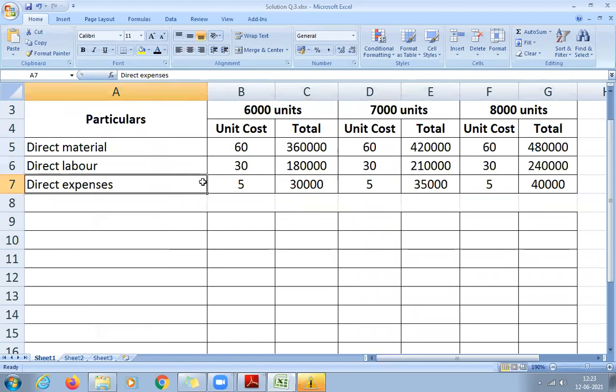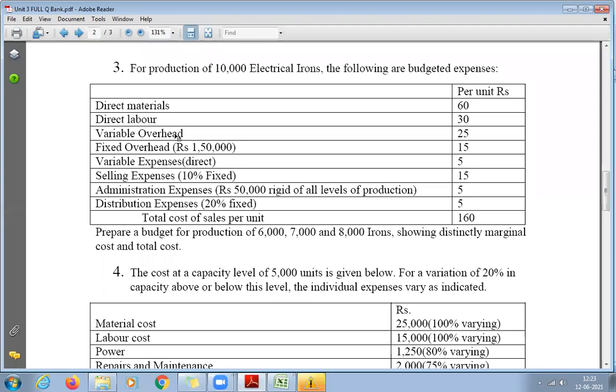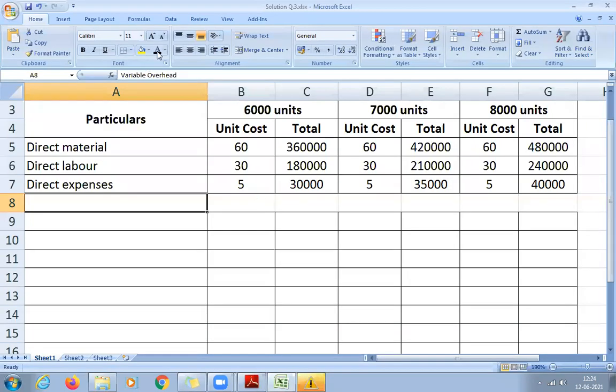Okay. Next, what has he given us? Variable overheads. Next we can write variable overhead, then fixed overhead, then administration, then selling and distribution. Variable overhead, how much has he given? 25. So now again you write the same thing: variable overhead 25 in all the unit columns and multiply quickly into the respective output. First multiply, then tell me the answer.